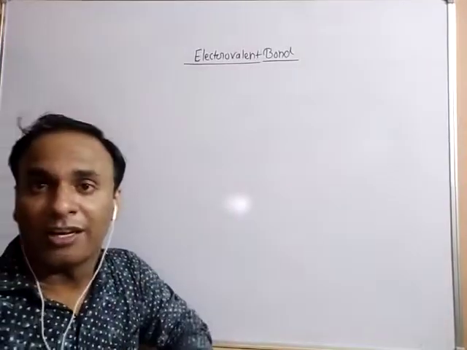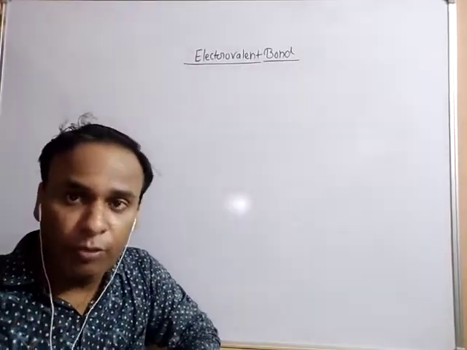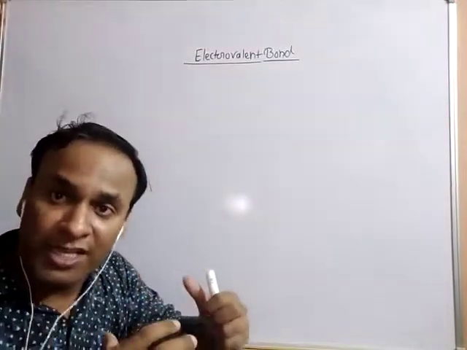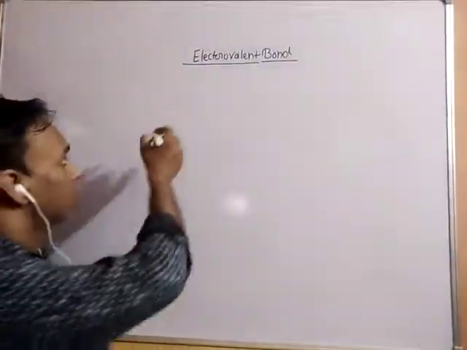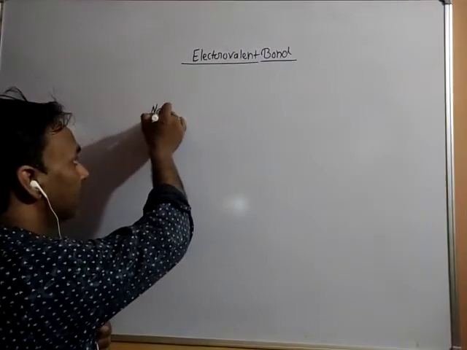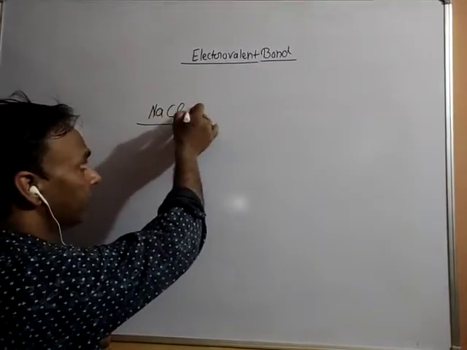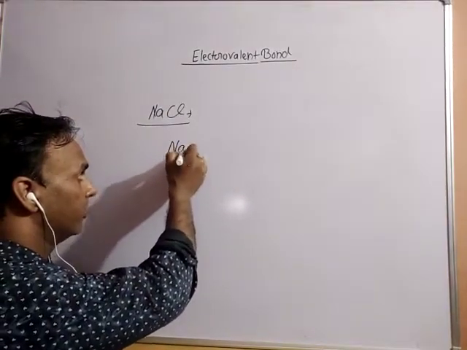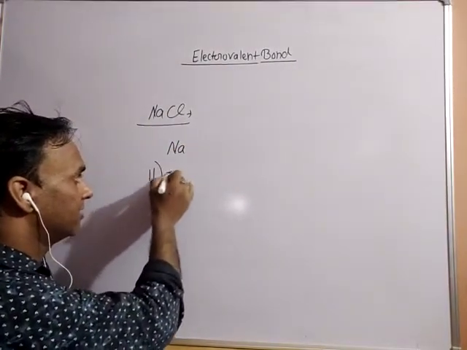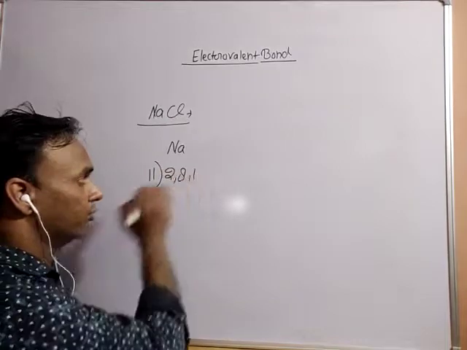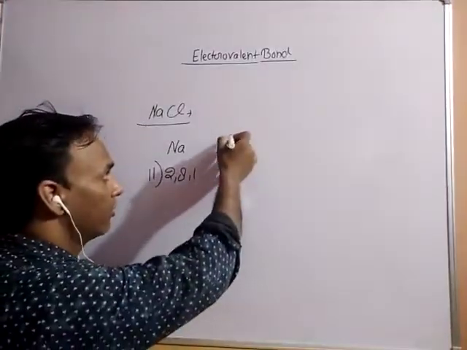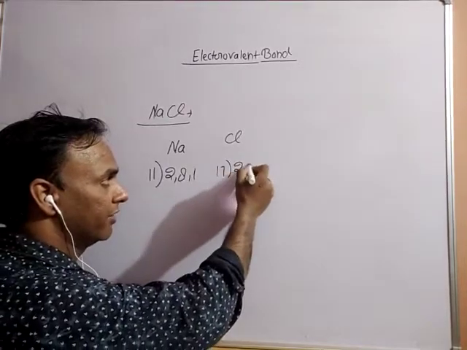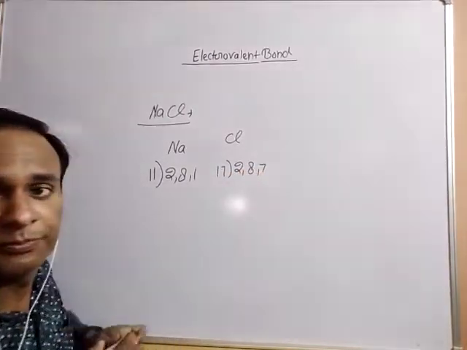Let's talk about the electrovalent bond. With the help of an example, I will explain how the electrovalent bond is formed. Clear? The first example is sodium chloride. Sodium has atomic number 11 and its configuration is 2, 8, 1. And chlorine has atomic number 17, configuration 2, 8, 7.